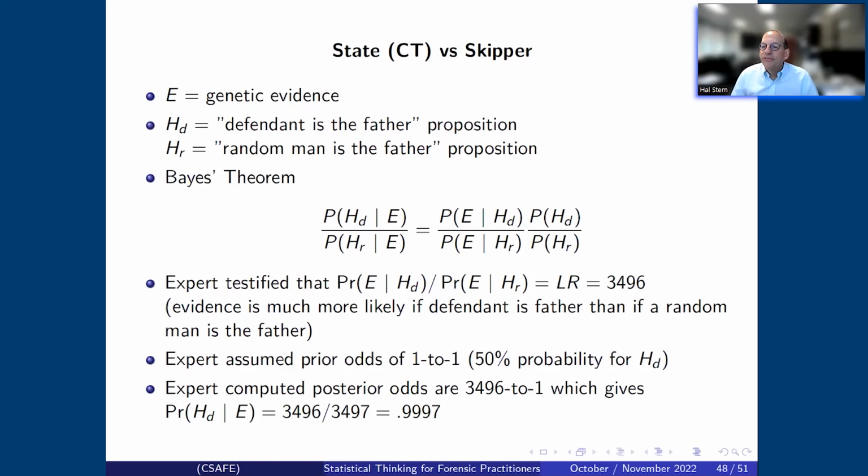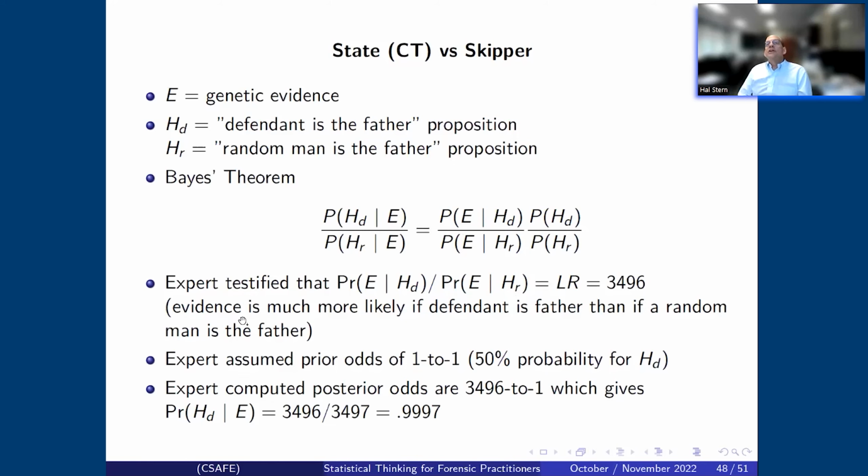I changed the hypotheses. So HD is that the defendant is the father. HR is that the random man is the father. And the way Bayes' theorem looks in this case is, we can start with the expert testified about the term in the middle. The company's software allows you to compute what's the probability of seeing evidence like this if the defendant is the father, if a random man is the father. And that likelihood ratio, that middle term, was 34.96.